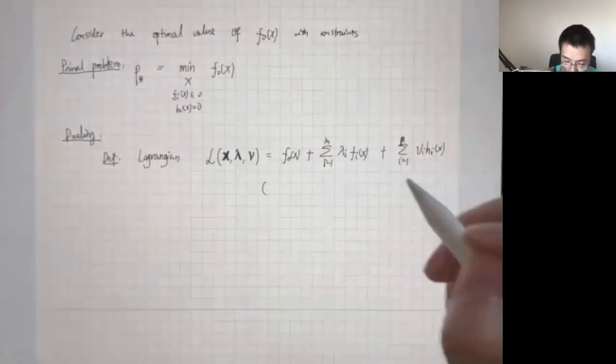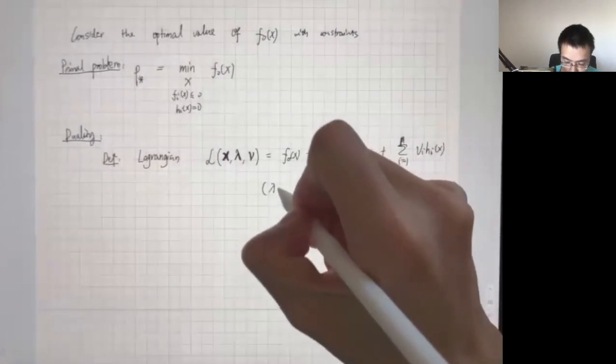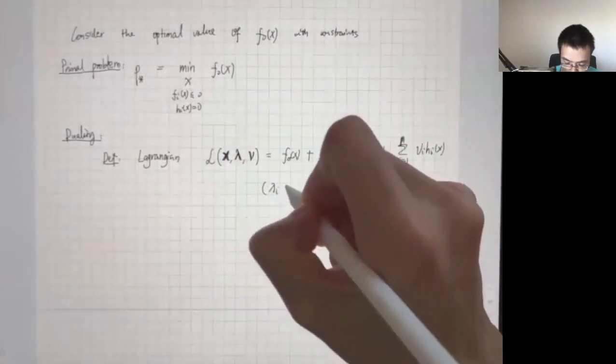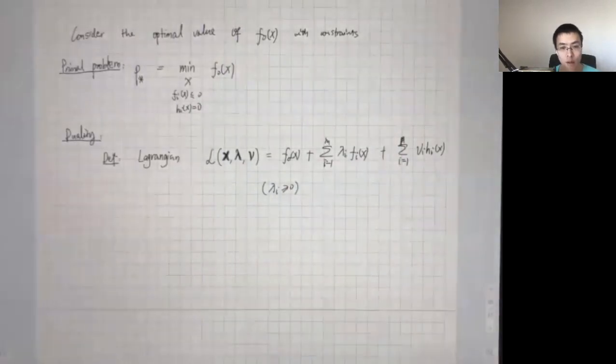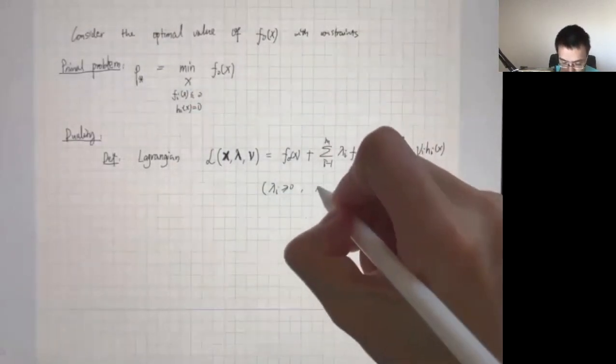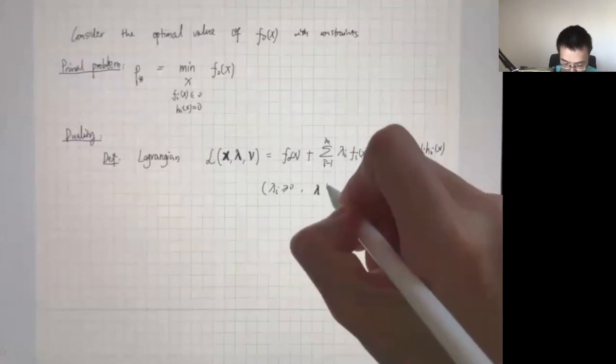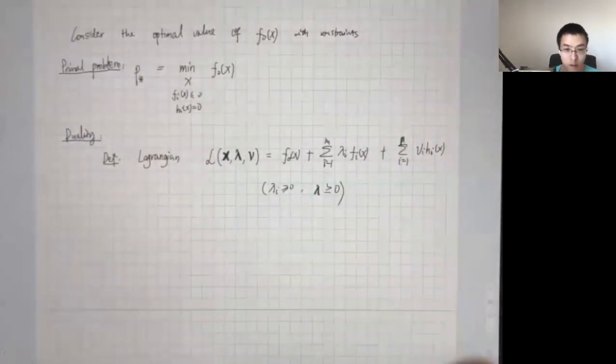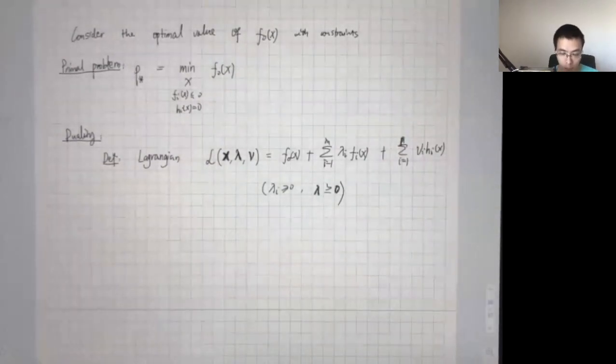And later we'll know that lambda has to be greater than or equal to 0. Lambda_i is greater than or equal to 0 for every lambda_i, which can also be written more concisely as the lambda vector is greater than or equal to 0, which means every element is greater than or equal to 0, okay?